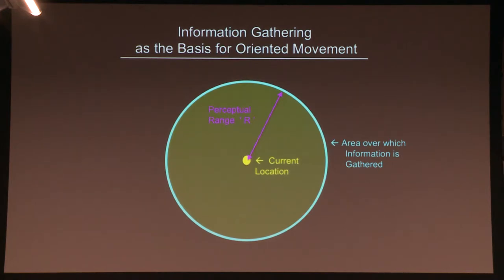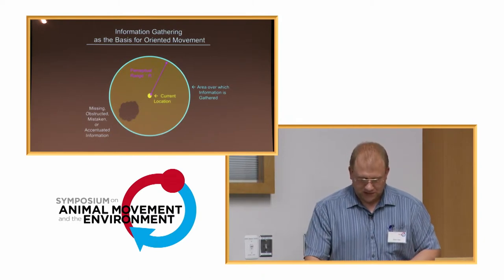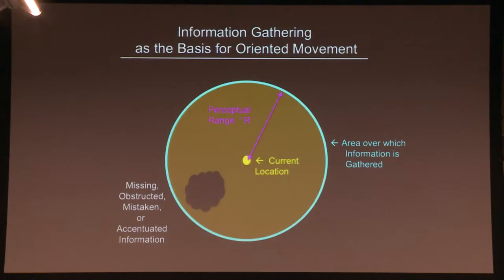Now, inside that perceptual range, you might have good habitat. It's green, it's good, let's stay and eat. It might be really bad. It might get more complicated, with patches informing the decision of where to go. Or it might get even more complicated, where there are missing components of that information due to some obstruction. Or they might be mistaken because the information they're getting is not accurate. Or they might be able to use some internal mechanism, like accentuation by pheromones, for example, that might accentuate the particular value of a portion of the area inside that perceptual range. All kinds of different mechanisms and complications can be included in this idea of information gathering in the vicinity of a current location, where that vicinity is determined by that perceptual range R.